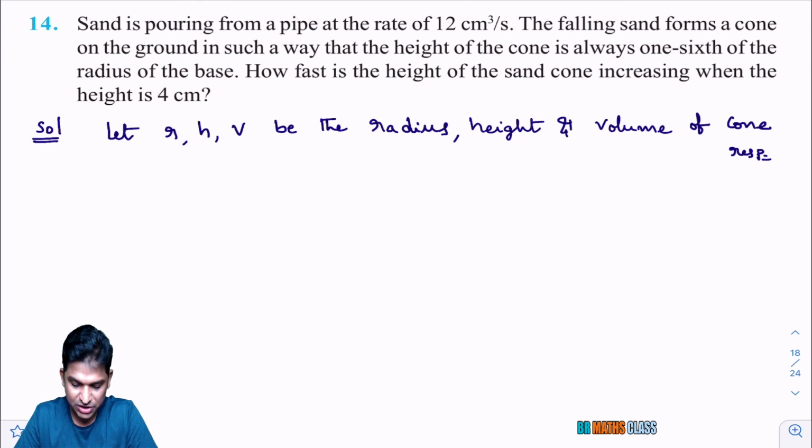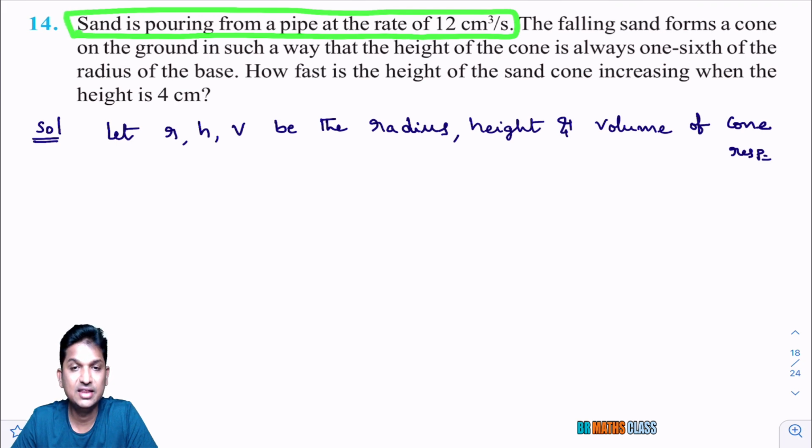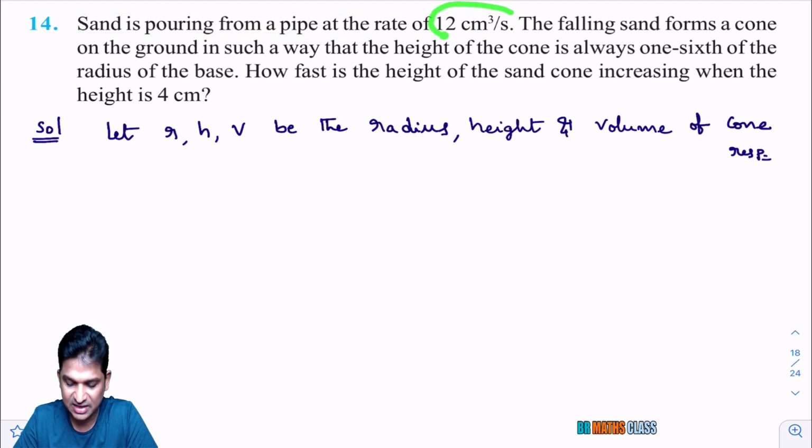Now you read the question, what they have given. The sand is pouring from a pipe at the rate of 12 centimeter cube per second. In this line, there is nowhere they are mentioning that it is rate of change of volume. We need to understand by seeing the centimeter cube per second they have given. Units of volume are given. So they have given dV by dt. How will you come to know dV by dt? Here centimeter cube per second is given.